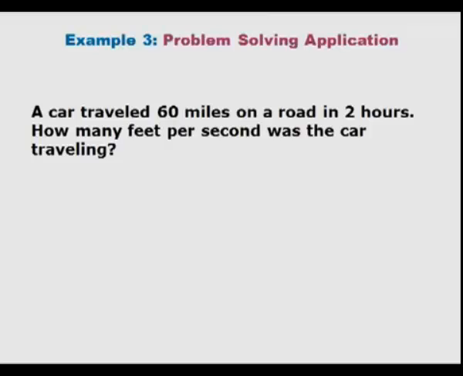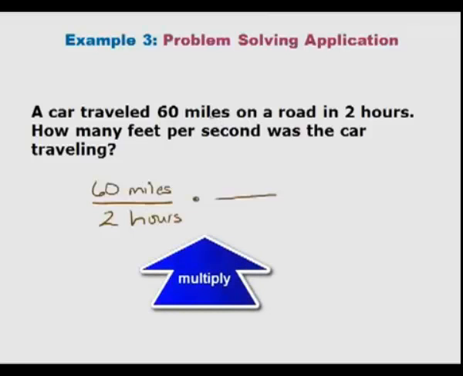A car is traveling 60 miles on a road in 2 hours. How many feet per second was the car traveling? Well, we know our rate is 60 miles per 2 hours. We're going to multiply that by a conversion factor. And we want feet per second. Oh, well, we've got feet and miles. So we're going to have to do this twice. Once to change miles to feet, and once to change hours to seconds.